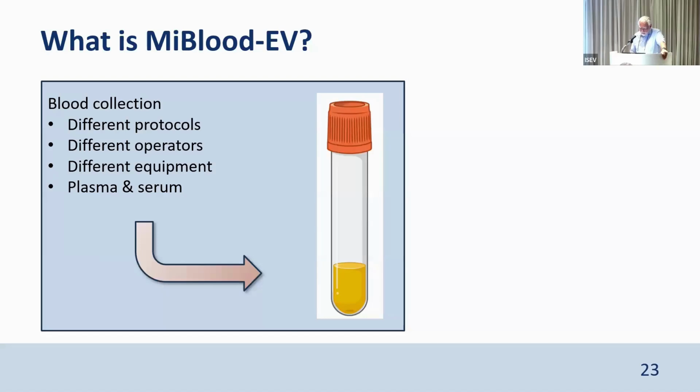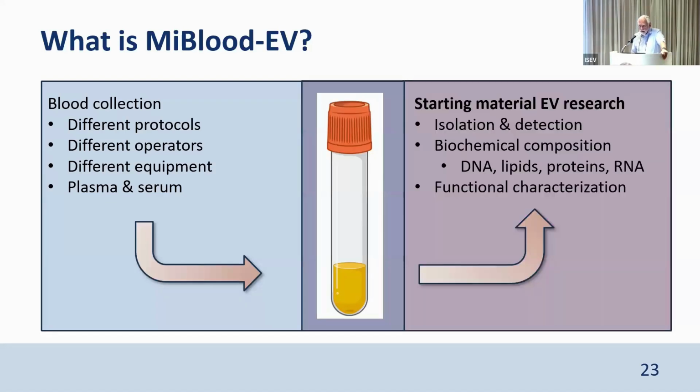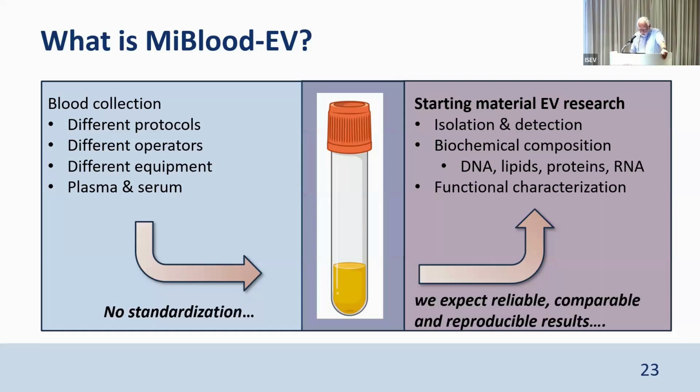At the same time, the same tube of plasma or serum is a starting point for your EV research. So you start to isolate and detect vesicles, you look at the biochemical composition of vesicles, and you try to functionally characterize these vesicles. So, as I hope I showed you on the left, we have completely no standardization. Then we all try to detect a very small fraction present in a very complex fluid, and then we all expect reliable, comparable, and reproducible results, which often is not the case.